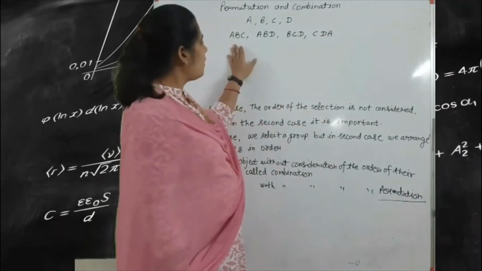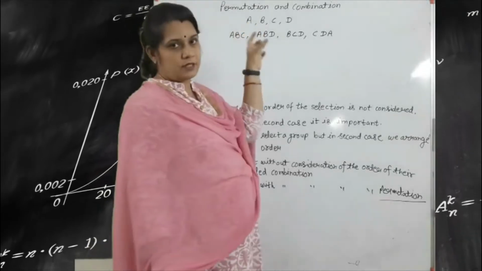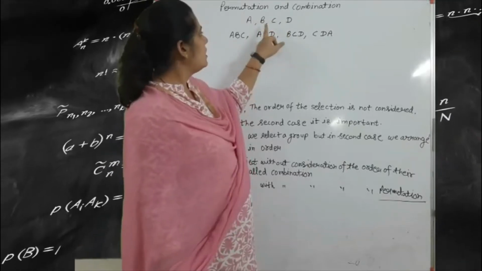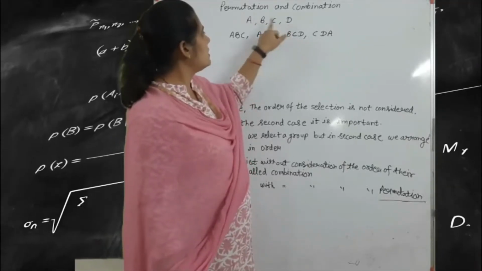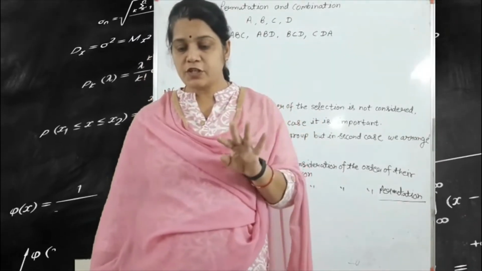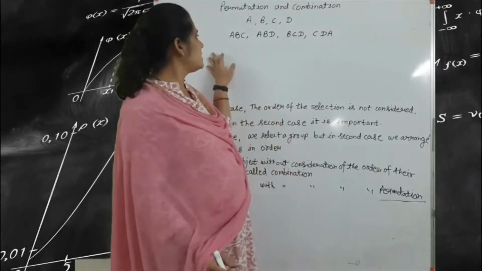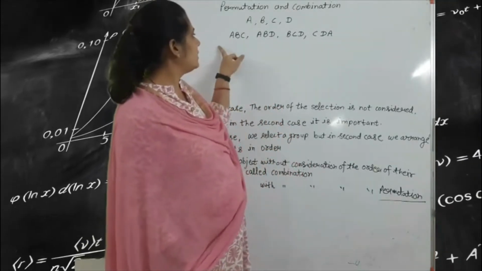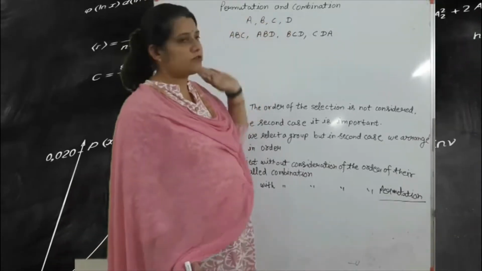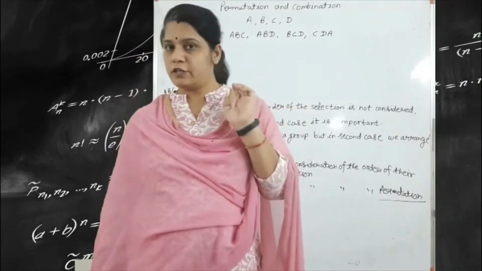Okay, so we have four types of groups: A, B, C, or A, B, D, or B, C, D, or C, D, A. So we have four combinations of the brilliant students. This is an example where we use three students out of four brilliant students. So we have four groups according to the students.